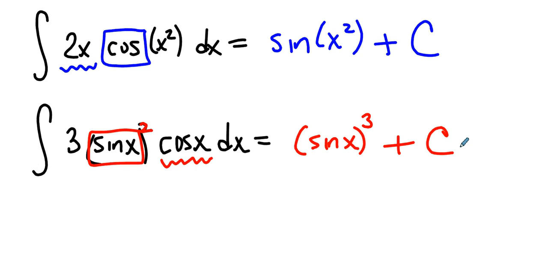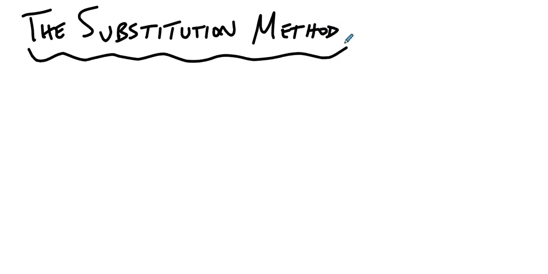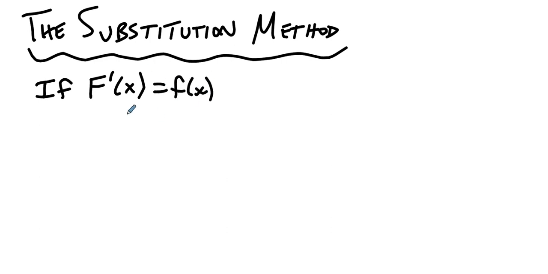Sometimes we can figure this stuff out just by inspection, just by looking at the integrand and reasoning through. But I'd kind of like to come up with something a little bit more generalizable. And so what we do here is what mathematicians call the substitution method. So we assume that there's some capital F that's an antiderivative of little f.